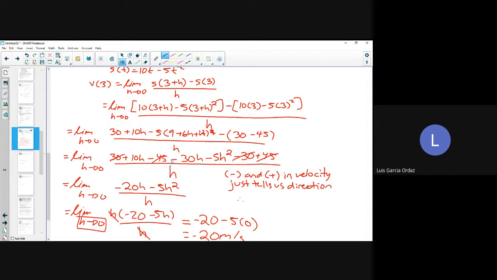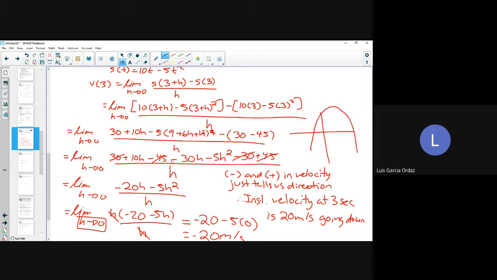So in this case, therefore, the instantaneous velocity at 3 seconds is 20 meters per second going down. So whenever we have a parabola and we have our slope, our velocity as we continue to go down is negative because of the downward trend in the parabola. That means it's going back to Earth's surface.